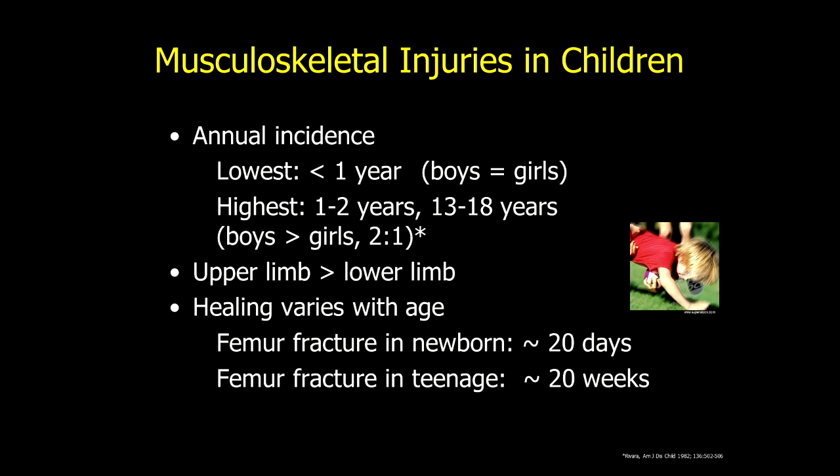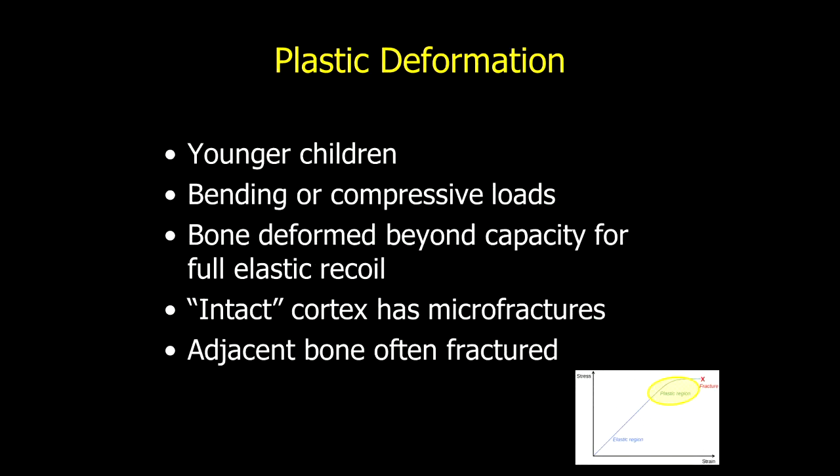Not only do the fractures vary with age, but also the fracture healing varies. A femur fracture in a newborn can show substantial signs of healing in 20 days, whereas the femur fracture in a teenager may take up to 20 weeks to heal. So let's begin by looking at specific fractures in the youngest children.